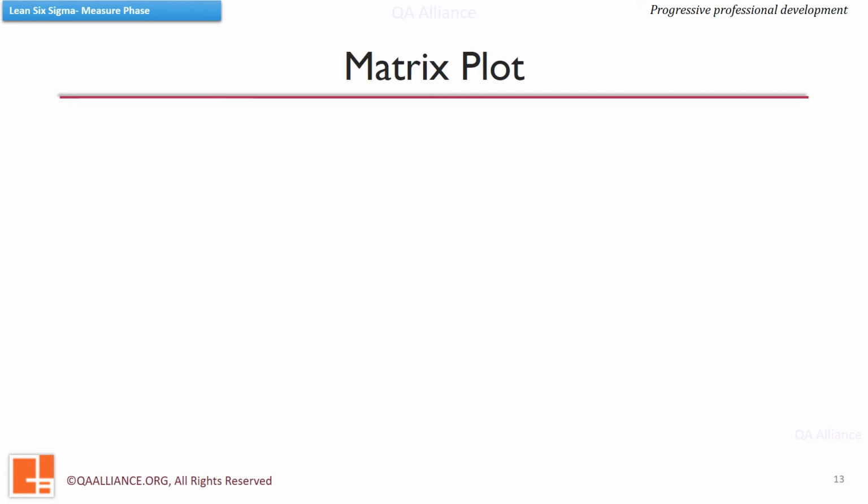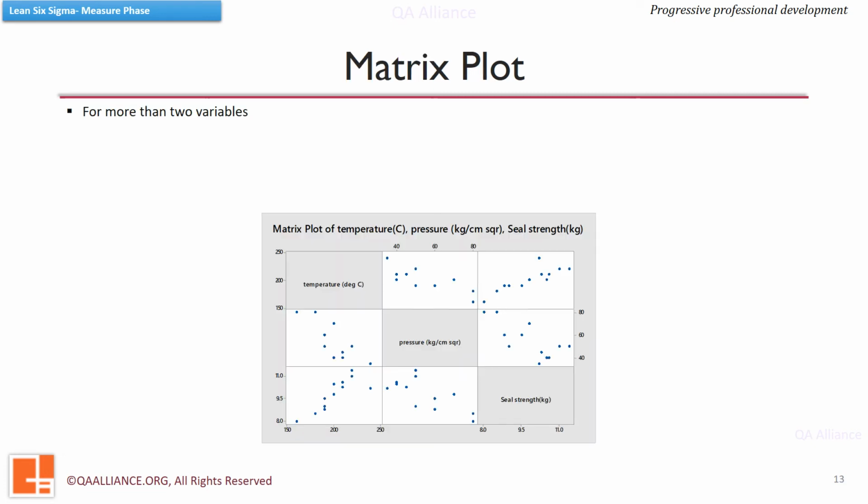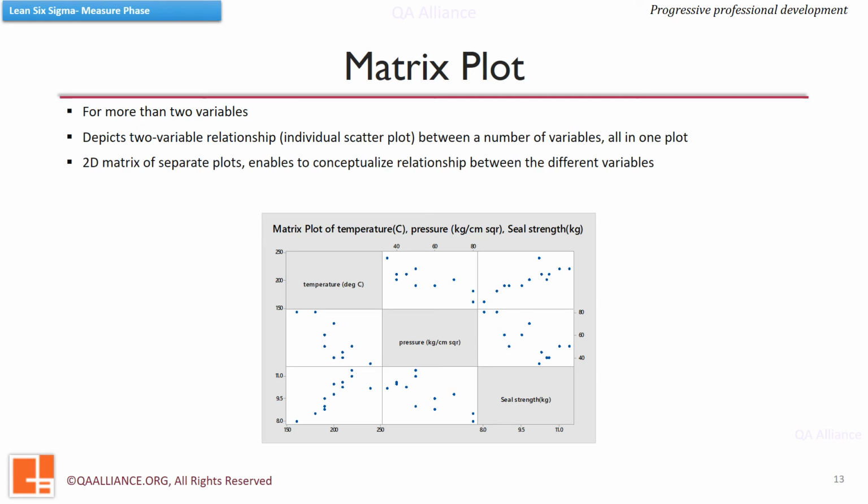When there are more than two variables under study, matrix plots are used. A matrix plot is actually a set of individual scatter plots, which have two-variable relationships, but all the scatter plots are constructed in a single plot and create a matrix. These separate plots enable us to conceptualize the relationship between different variables.